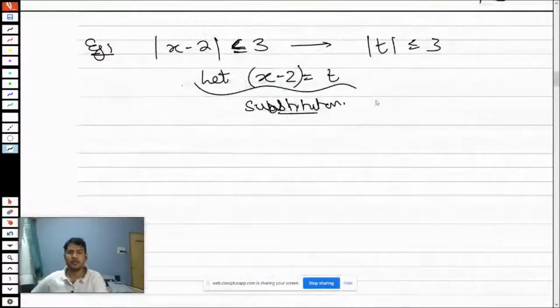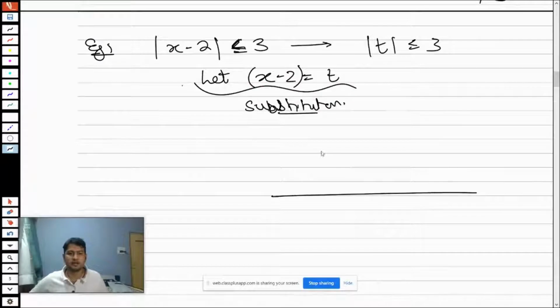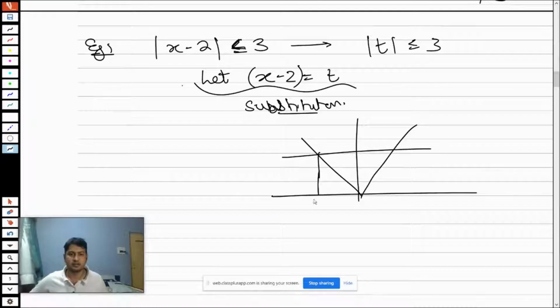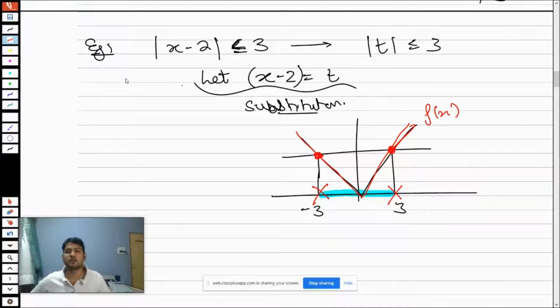Alright, go back to the diagram. What did it say? The diagram looked like this. This is 3, this is minus 3, and this is 3. It says that our modulus has to be strictly less than 3. So all these values are allowed, but the endpoints are not allowed, because at the endpoints, the modulus becomes equal to 3. This is my function f of x. The modulus becomes equal to 3 here, so these points are not allowed. Okay, coming back to this problem.